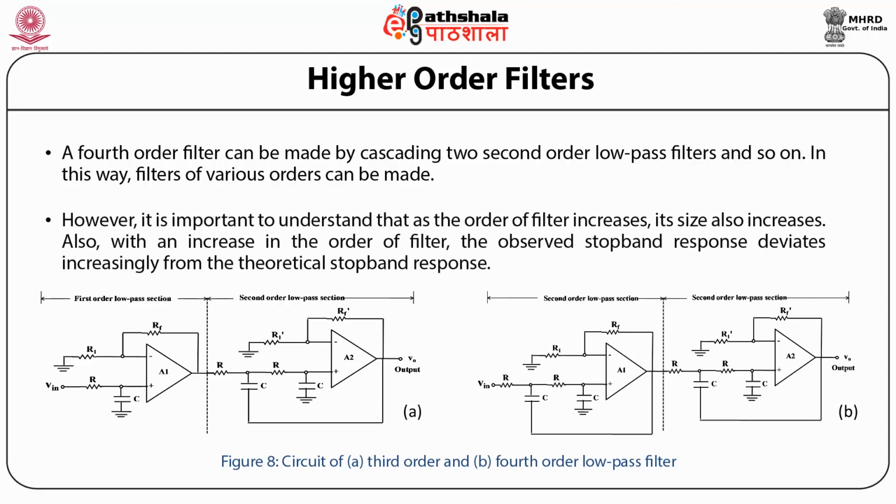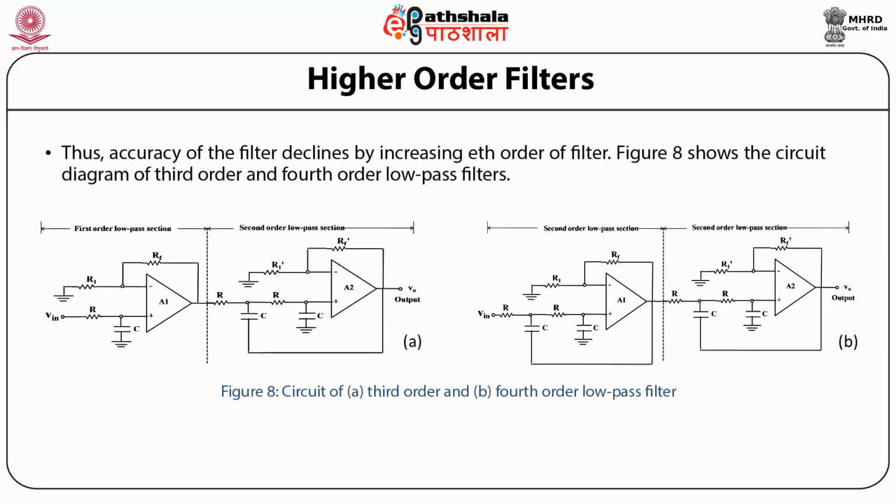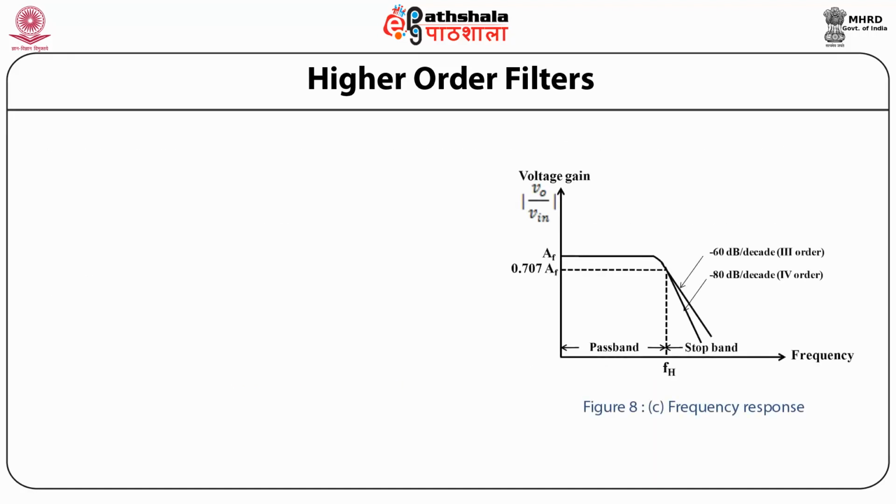However, it is important to understand that as the order of filter increases, its size also increases. Also, with an increase in the order of filter, the observed stop band response deviates increasingly from the theoretical stop band response. Thus, accuracy of the filter declines by increasing the order of filter. Let us study the gain of the higher order filters.